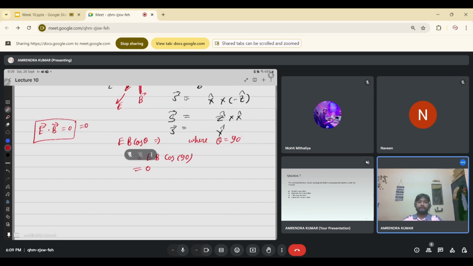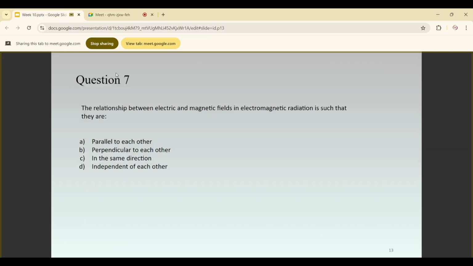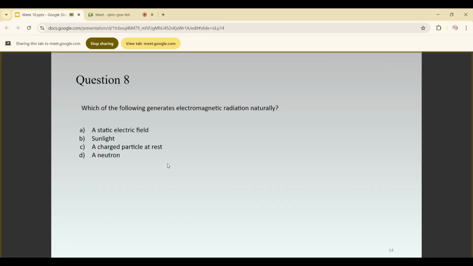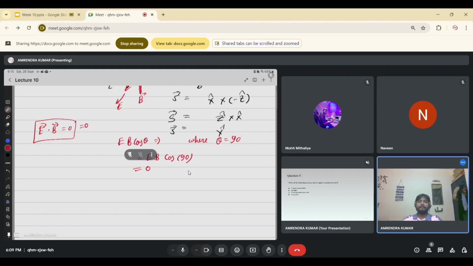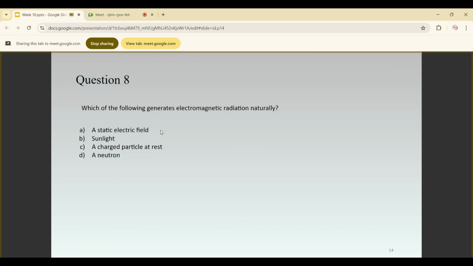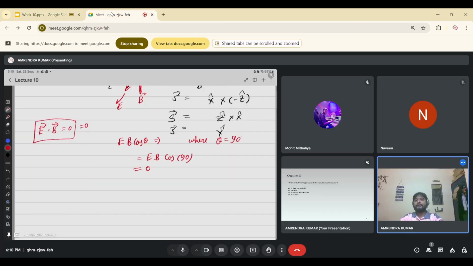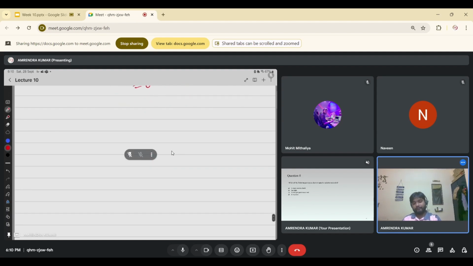Now our next question is, which of the following generates electromagnetic radiation naturally? So what are the natural sources of electromagnetic radiation? We can see the option of a static electric field. Can a static electric field generate radiation?